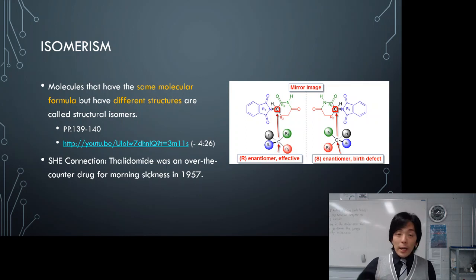Although it was a small amount involved, it was still enough to cause some issue while the fetus was growing. Okay, so that's why it is important for chemists to know what sort of isomers can possibly be made. Yep. So that's why it's a SHE connection, science as human endeavour connection.